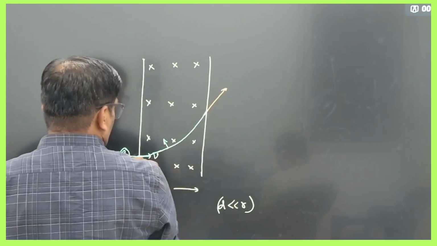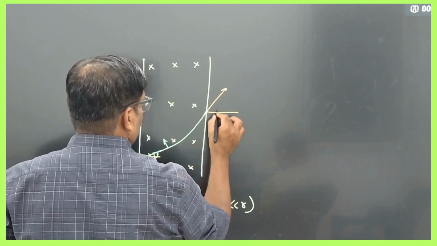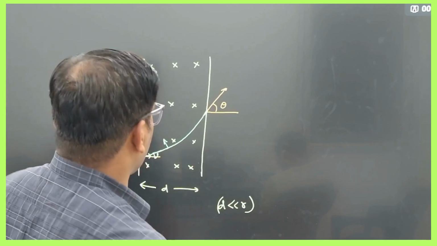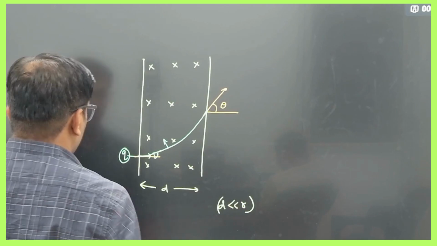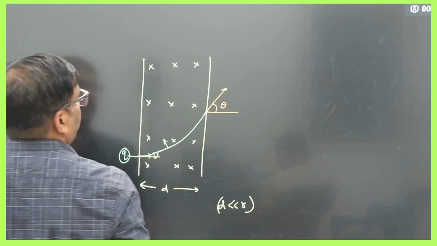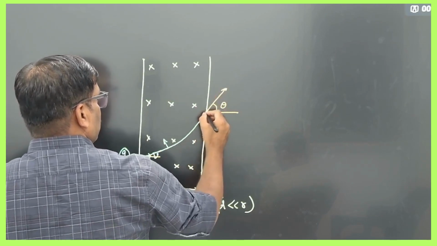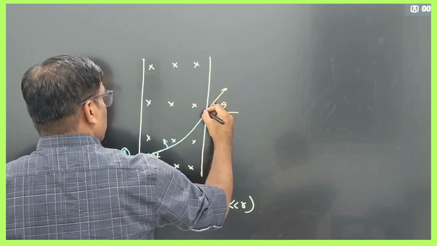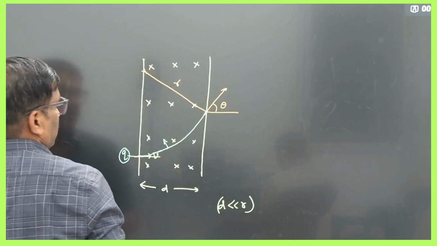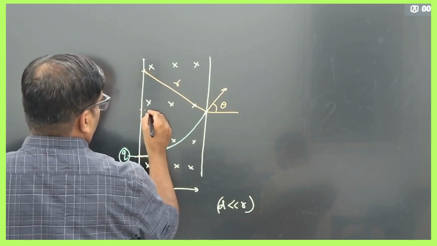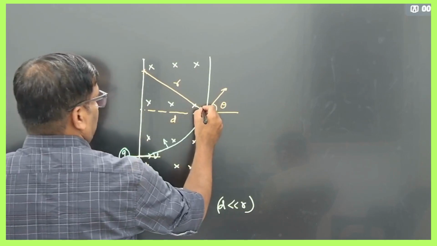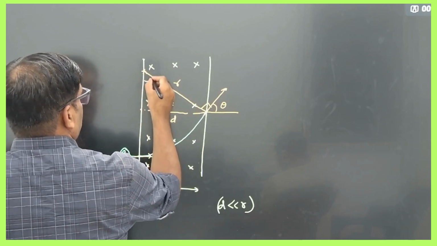This is your initial direction. With what angle of deviation will it come out? We want to calculate at what angle it gets deviated. It comes out tangentially, so we can draw it, and this should be our radius. This should be your distance D, and this is theta, so definitely this is 90 degree, this is 90 minus theta, and this is also theta.